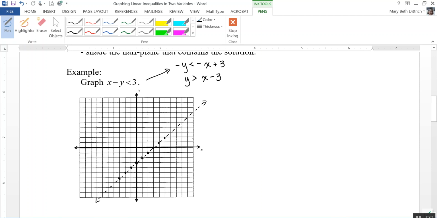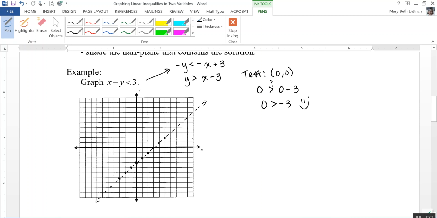Now I need to determine which side of this boundary line I shade. To do that, I'm going to test a point, and the most common point to test is the point 0, 0. You can do this as long as your boundary line doesn't go through the origin. So I'm going to plug in 0 for x and 0 for y and see if my inequality is true. So is 0 greater than 0 minus 3? So I plugged in 0 for x and 0 for y. So is 0 greater than negative 3?